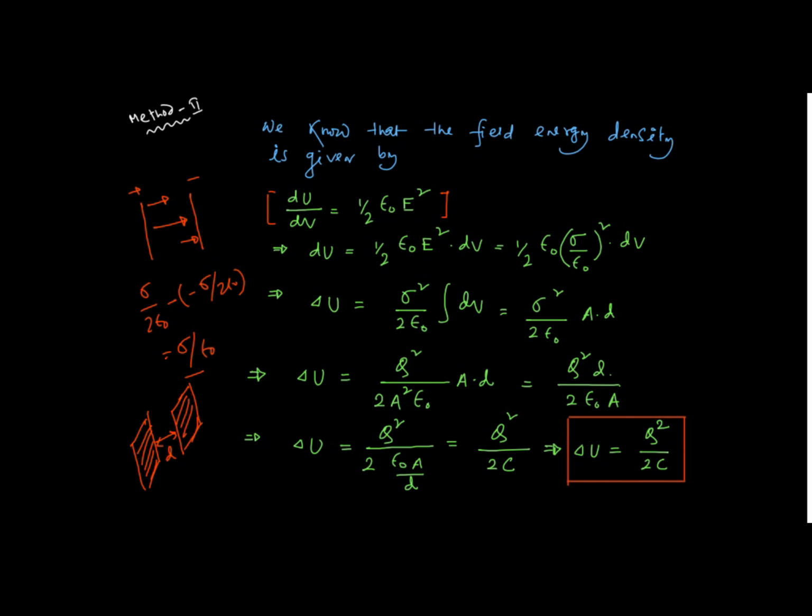So whenever a capacitor is not connected to a battery, the total charge remains same, and in that case, the energy will be Q square by 2C. All right, fine, right. Now, next.